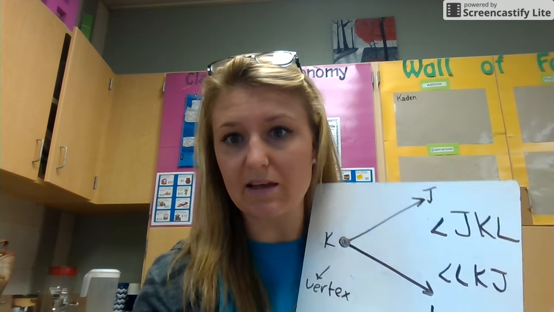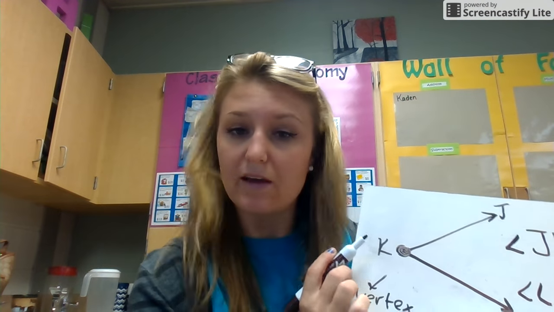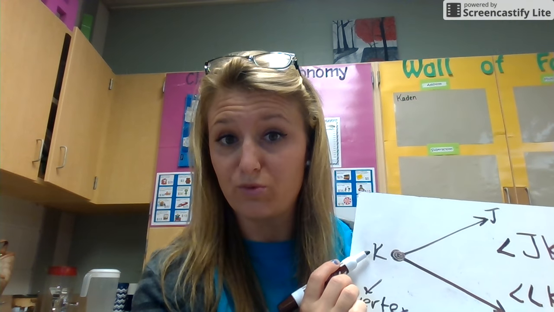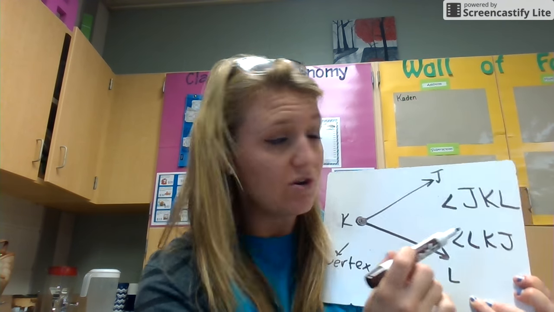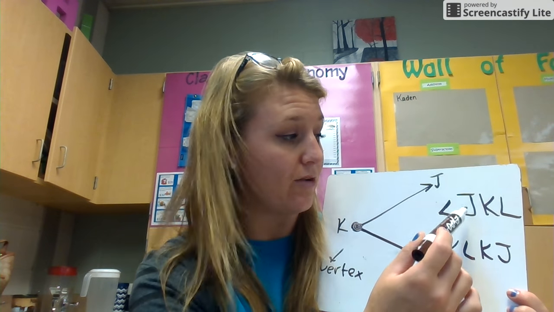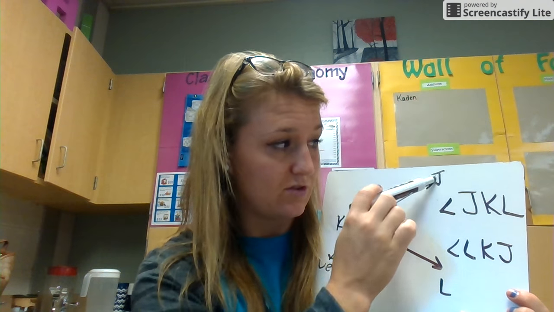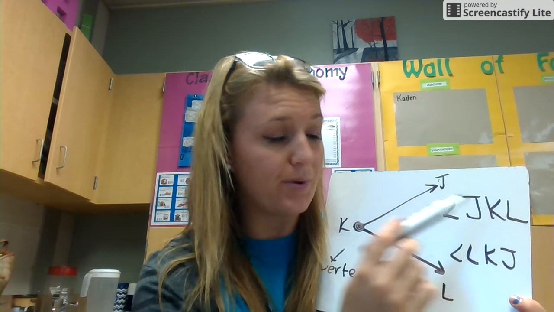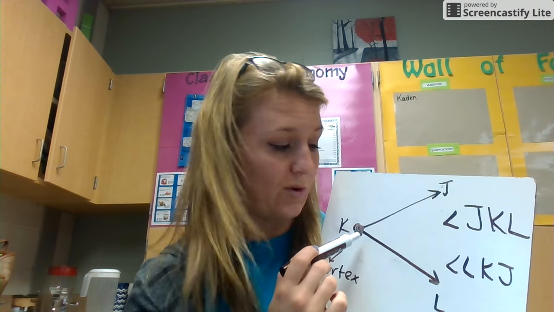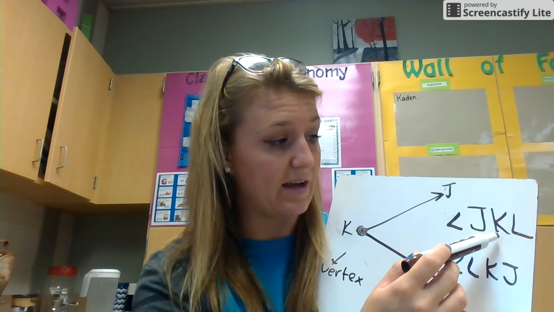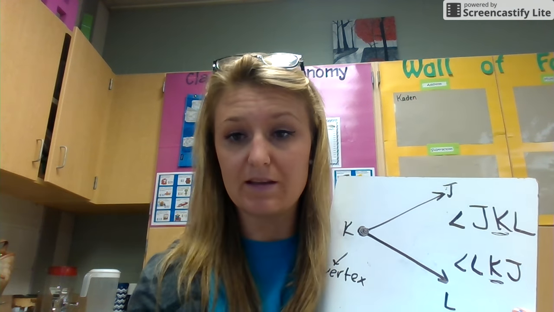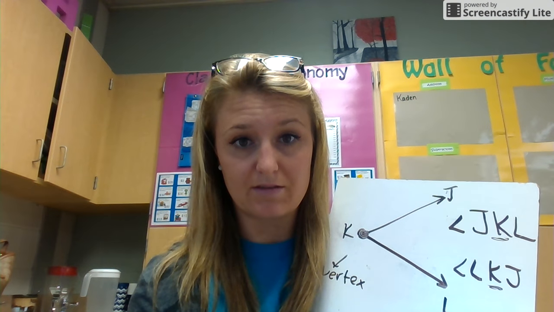You should have said that the K is the same. And if you notice, the K is the middle point where the two rays meet because that's our vertex. So anytime you're naming an angle, the outsides can switch, where our two arrows are, but the inside of our name always has to be the vertex. So that is why K is in the middle of each of our names.